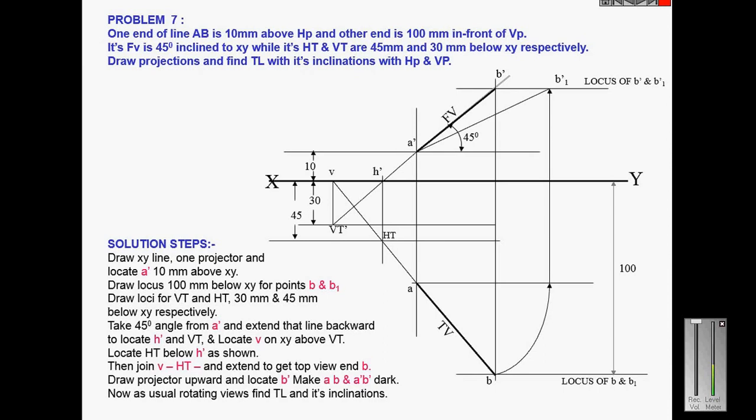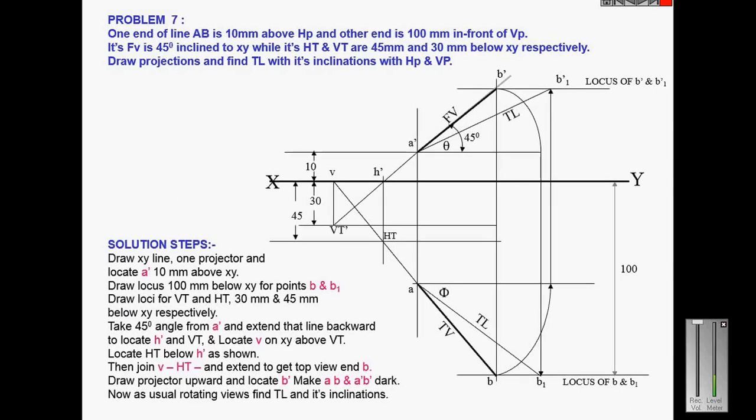Then the true length makes an angle called theta. So this angle is called theta, the true inclination with HP. This is the true length. Once you get the true length, take that true length in the compass, and with center A cut the bottom locus line, and you will get point B1. So this point is B1. Join A and B1. This is also the true length, and that true length makes an angle called phi. So this angle is phi.